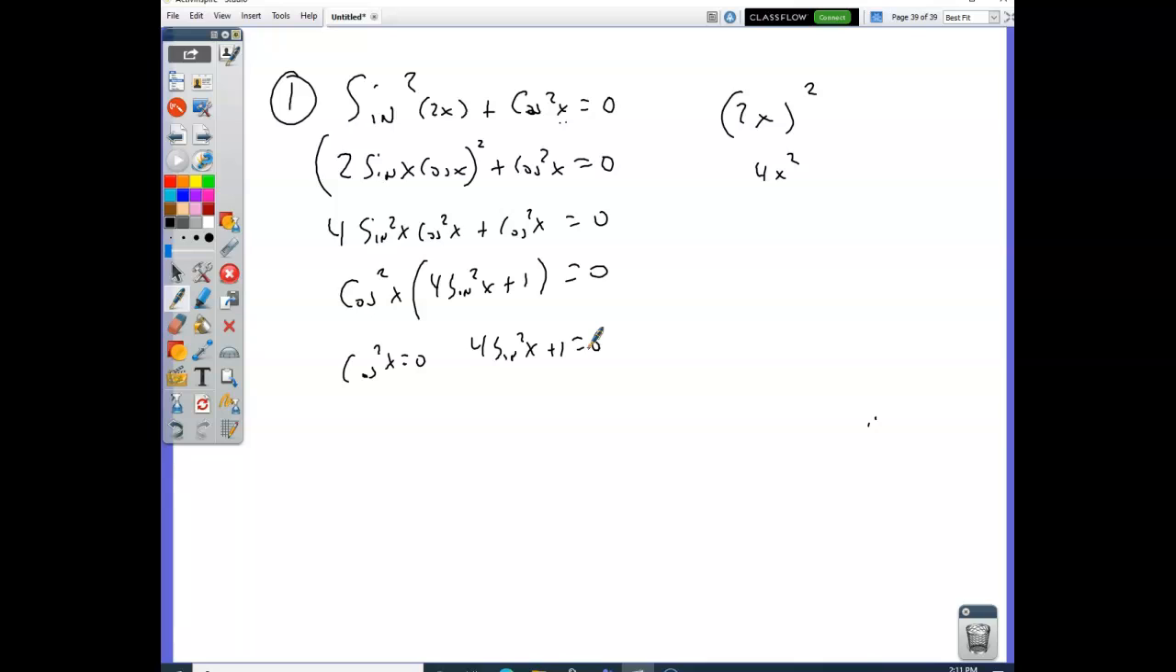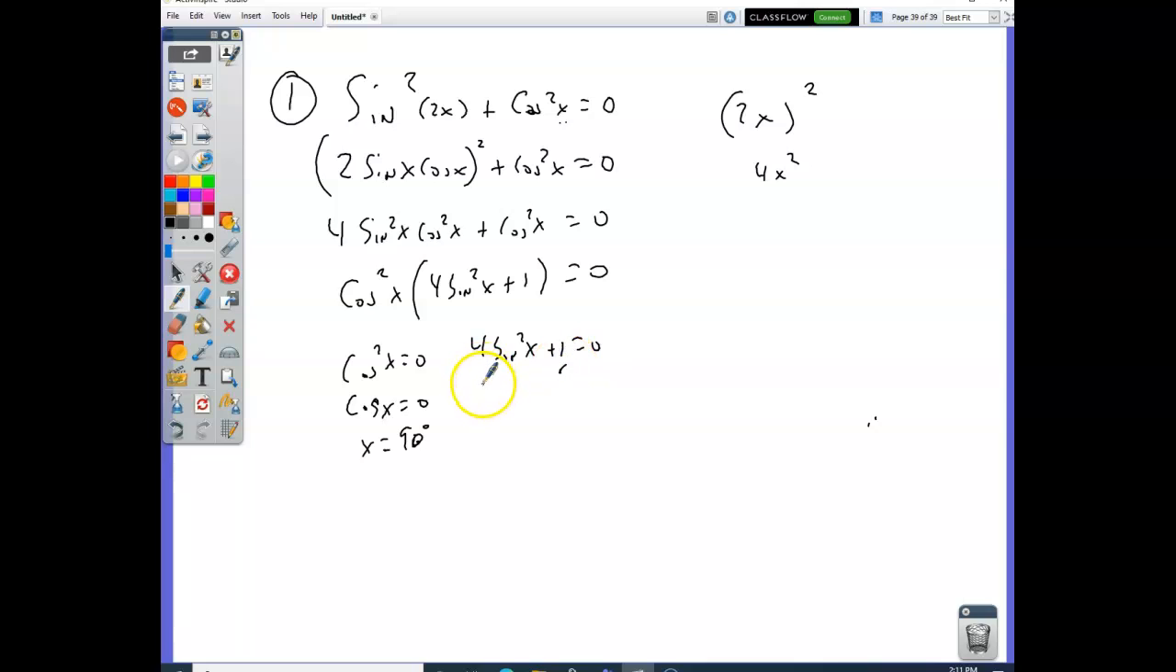Move the 1 over. Actually, we'll do the cosine squared first. Square root both sides. Why didn't that write a plus or minus down? Because it's just 0. 0 plus or minus 0 is still 0. So where's cosine give me 0? Cosine gives you 0 at 90 degrees. 90 degrees. Oh, yeah. All right, let's do this one.